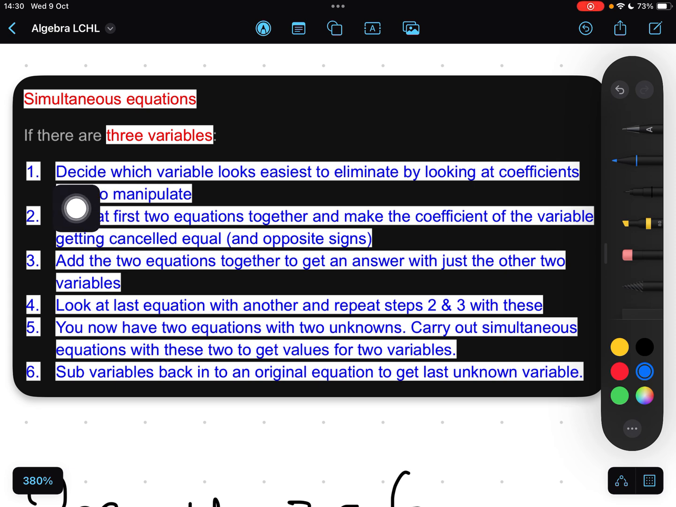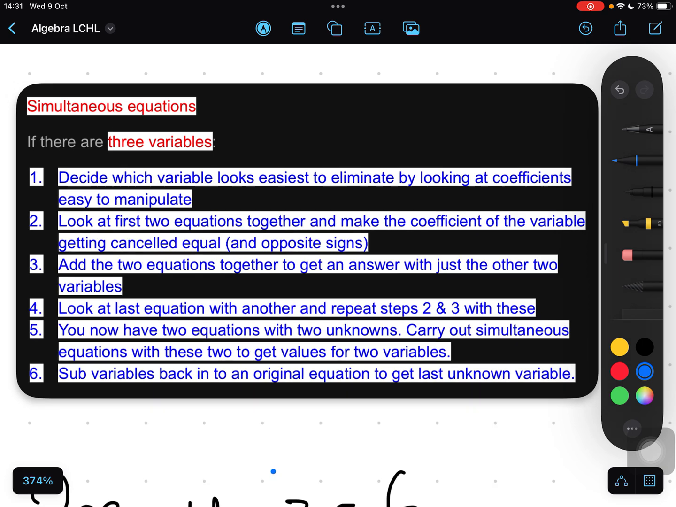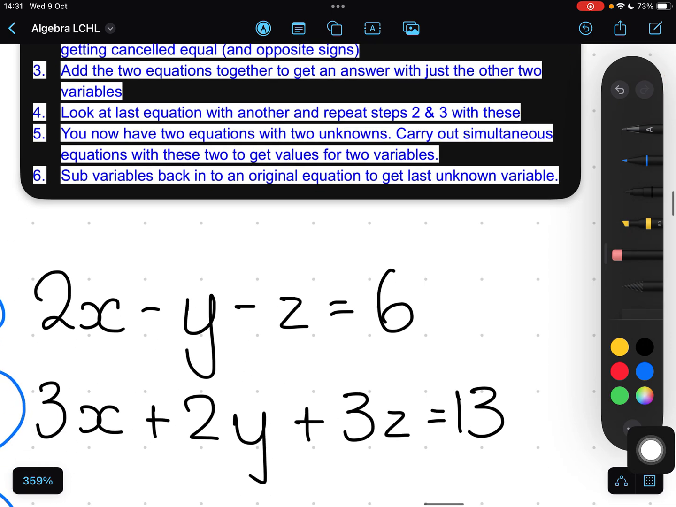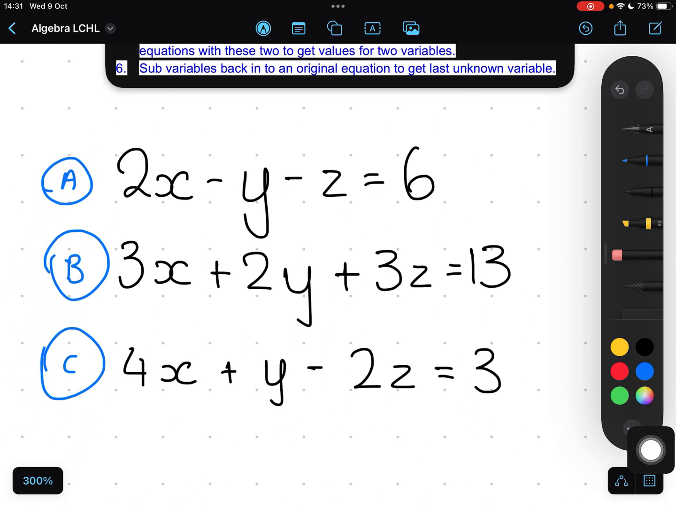Okay, we need to look at the three equations together and see which of the three variables looks the easiest to eliminate. I'm not just going to go straight to eliminating z because I'm used to working with x and y or something like that, if z isn't the easiest variable for me to get rid of. So then I'm going to bring two equations together and get rid of whatever variable I've decided to get rid of.